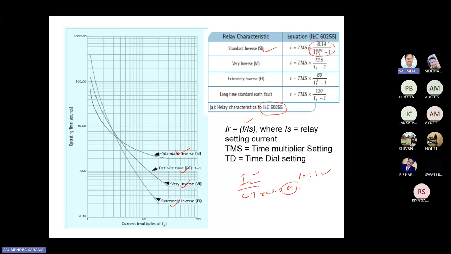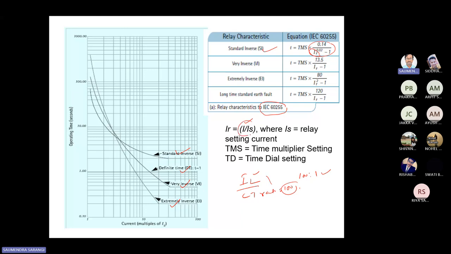Now, what is this one we are calling? This is I divided by IS, that is the pickup setting. How do you set the pickup current? Pickup current is always set considering the load current. Okay, so we'll see how it is really set.